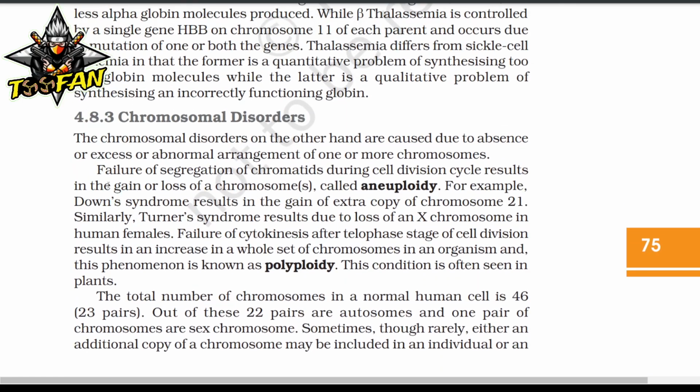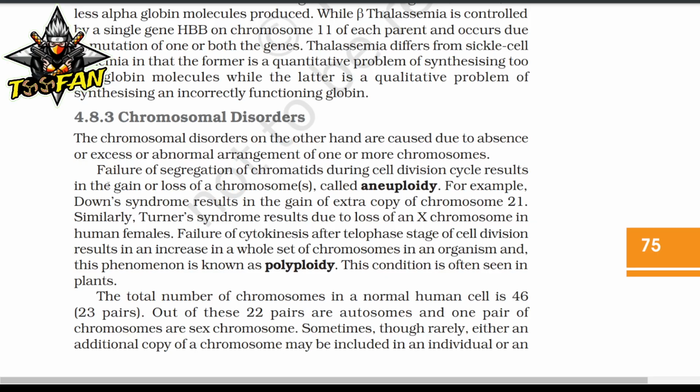Chromosomal disorders. Chromosomal disorders, on the other hand, are caused due to the absence, excess, or abnormal arrangement of one or more chromosomes. Failure of segregation of chromatids during the cell cycle results in the gain or loss of chromosomes, called aneuploidy. For example, Down syndrome results in the gain of an extra copy of chromosome 21. Similarly, Turner syndrome results due to loss of an X chromosome in human females.